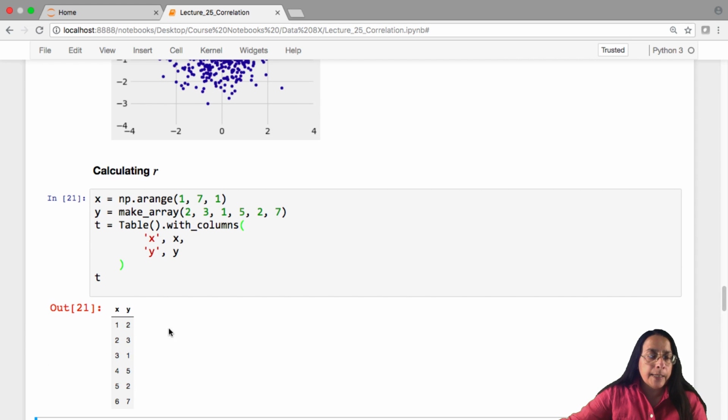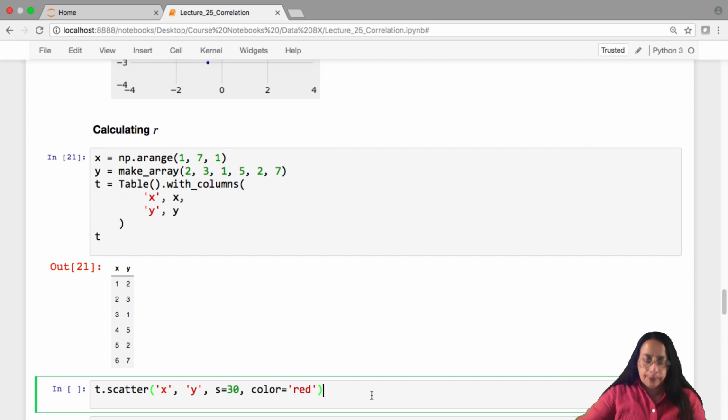So this table has 6 points in it. And I say points because each one is an xy pair. So x equals 1, y equals 2, x equals 2, y equals 3, and so on and so forth. 1, 2, 3, 4, 5, 6 points.